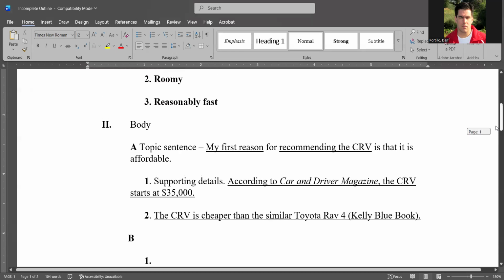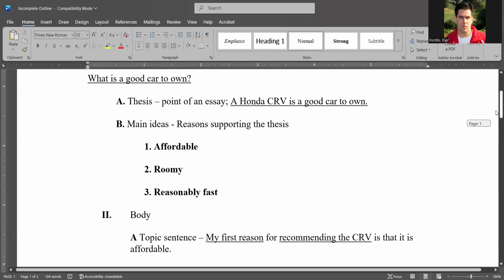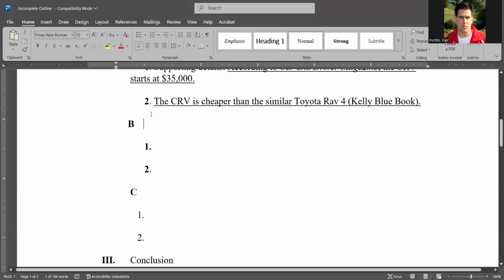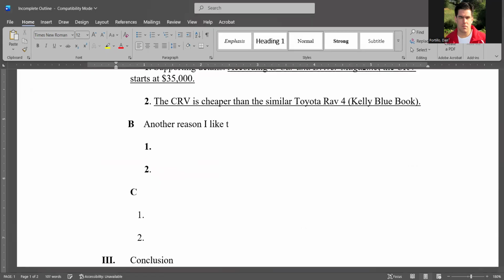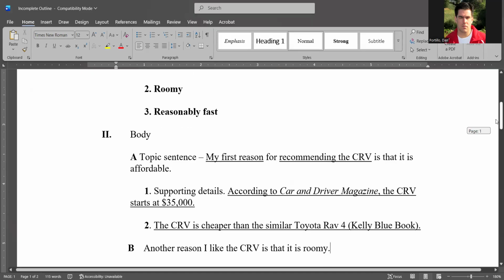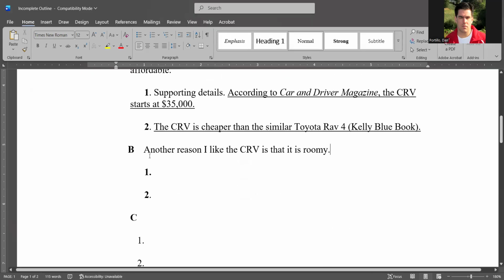Well, so now my first body paragraph's done. So now I want to go to my second body paragraph. So I have to address my second main idea. So I could do something like this. Another reason I like the CRV is that it is, I think that second one was roomy. I'm just going to double check that. Yes, it's roomy.